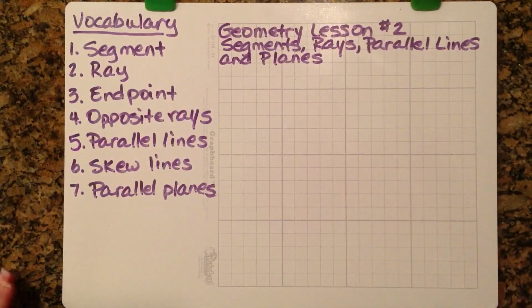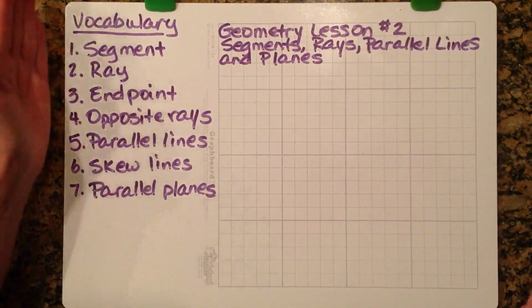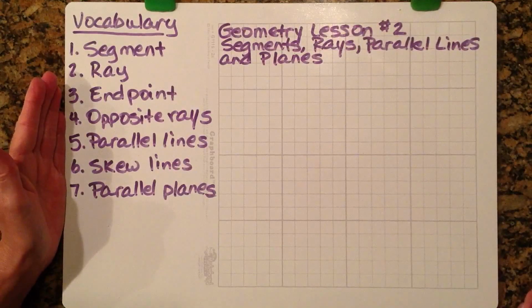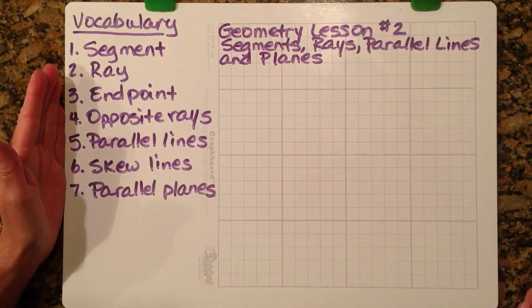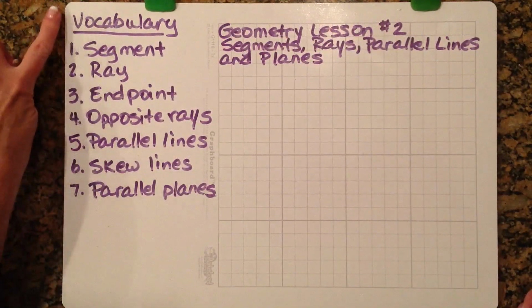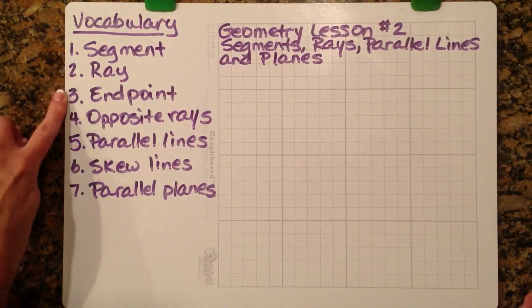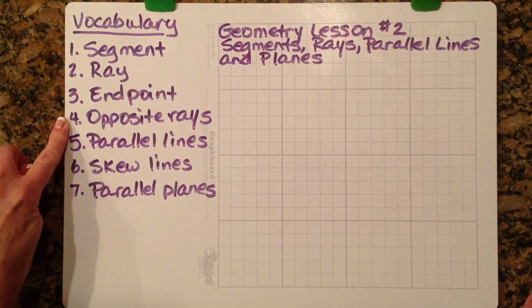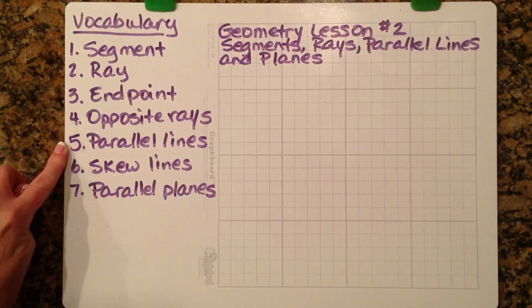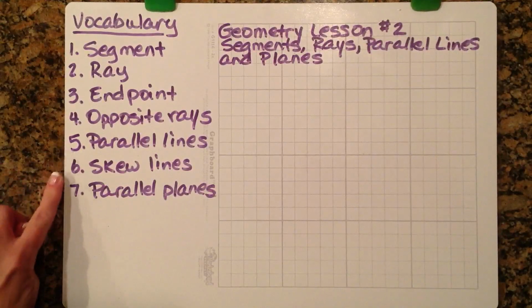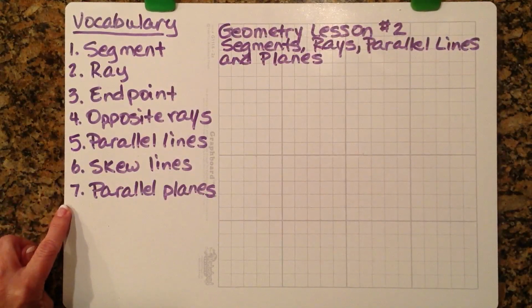We're setting our foundation for geometry. So we have quite a bit of vocabulary at the beginning of geometry to go through, and that will help us later on. The things you're learning today, you're going to use the very last day of geometry that you're in class. Our vocabulary today is segment, ray, endpoint, opposite rays, parallel lines, skewed lines, and parallel planes.